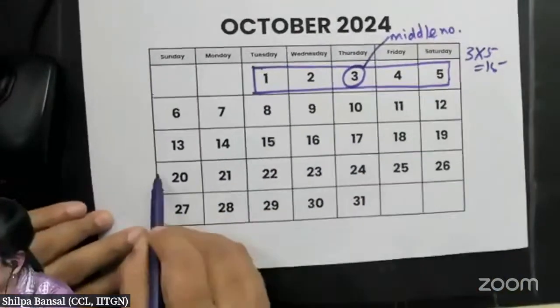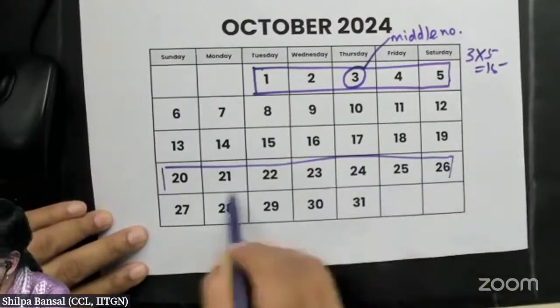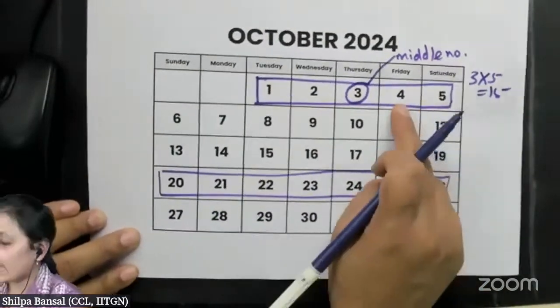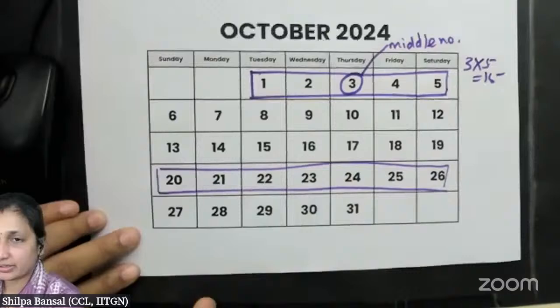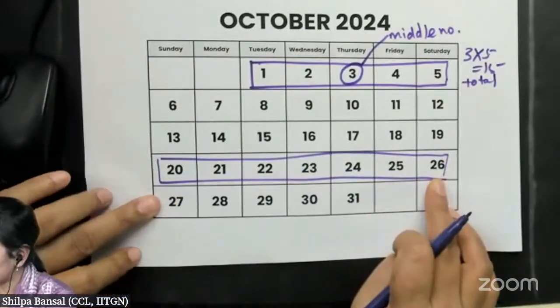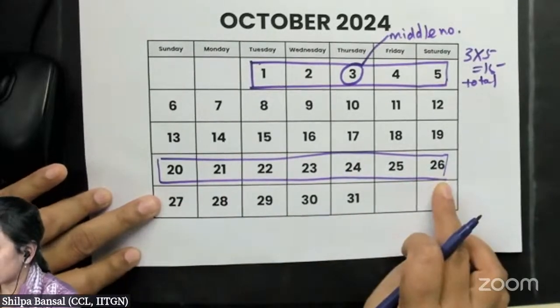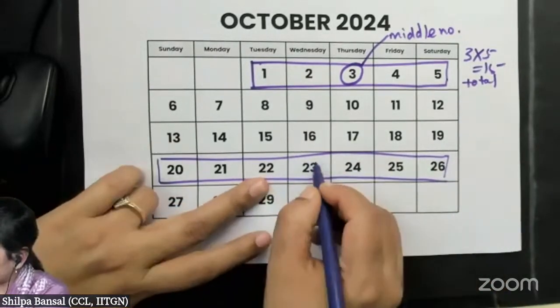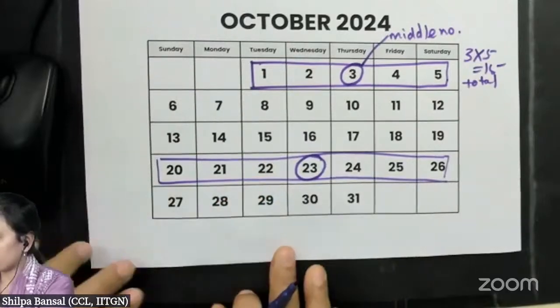If I take anything like this, so total is 15. 9, 10, 11, 12, 13, 14 and 15. Okay, so total is 50. If I take this one, what is the total? 7 numbers are there. What is the middle number? 23. Okay. Middle number is 23.